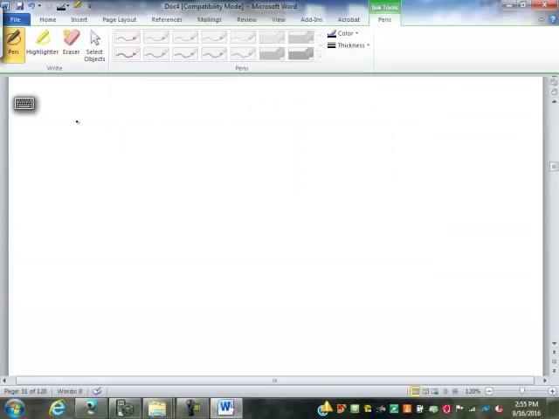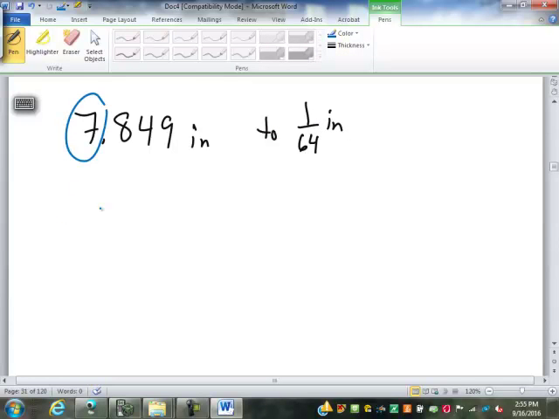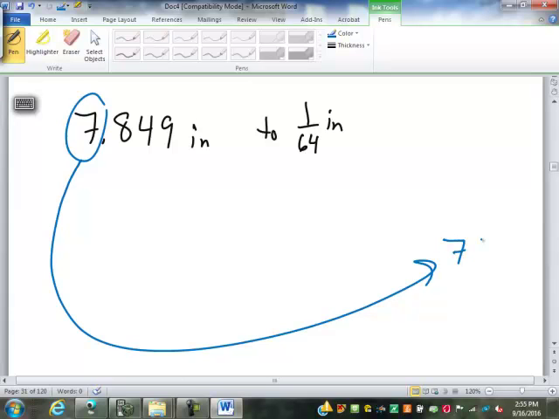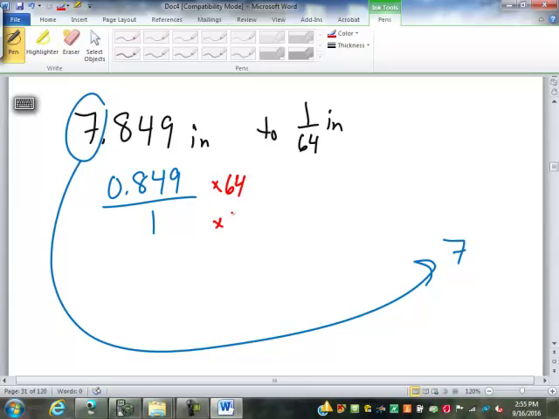So what if we have 7.8449 inches, and I want to go to the nearest 64th of an inch. What am I going to do with this 7? The answer is nothing. I'm going to take the 7 off and only work with the decimal. So 0.8449 over 1. And then? Perfect. Times 64 on top and bottom.